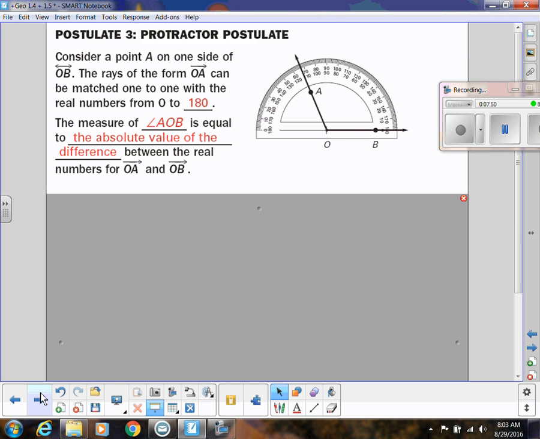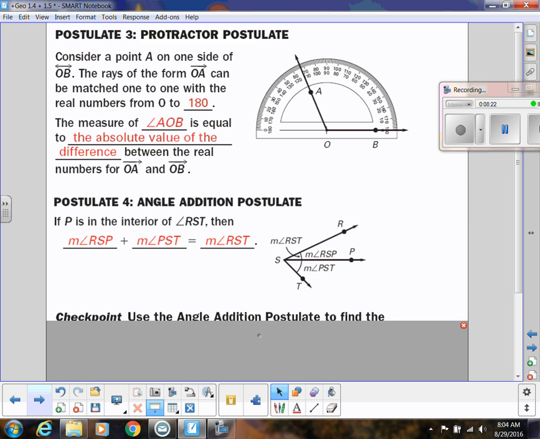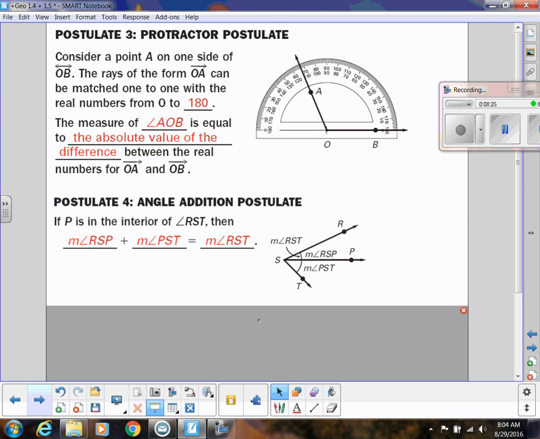So we have this protractor postulate, just like we had the ruler postulate for segments. The protractor postulate basically tells us that we are able to measure an angle, so take some floating angle in space and connect it to numbers that are on a protractor. And when we measure an angle in geometry, we are always talking about the absolute value. So it's always a positive angle. When you get into trigonometry, that will change. But for geometry, we're talking about positive angles.